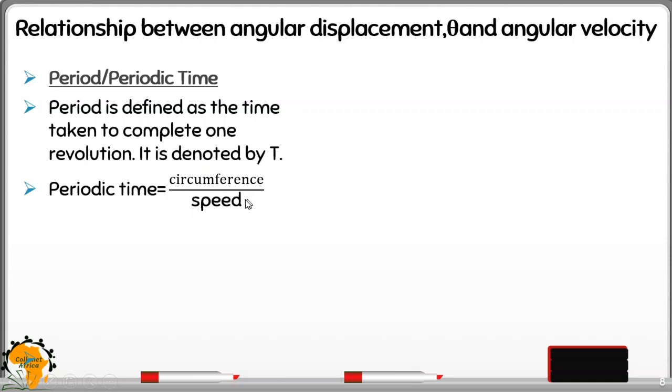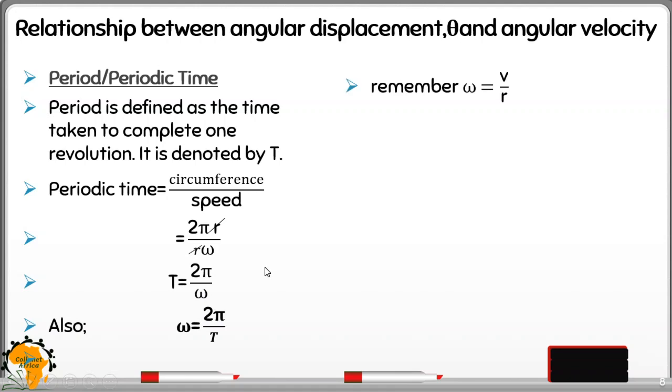And our speed, we have just seen the formula of getting the speed. Therefore, if we take our circumference to be 2 pi r and our speed to be r omega, r will cancel out, and therefore our T, which is our periodic time, is 2 pi over omega. From this equation, we can say that omega is equal to 2 pi over T. That is by making omega the subject of formula here.